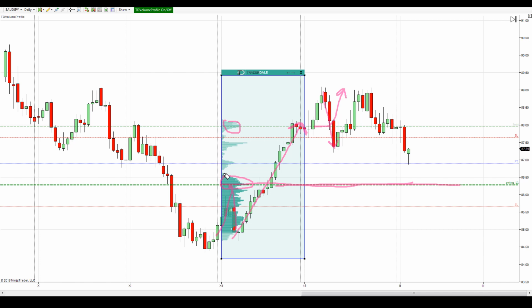So it's actually two setups, confirming the long level: resistance becoming support, and also the volume cluster within strong buying activity. So I'll be waiting for a pullback to this area and go long from there. Profit target is this price level, and stop loss is right there.